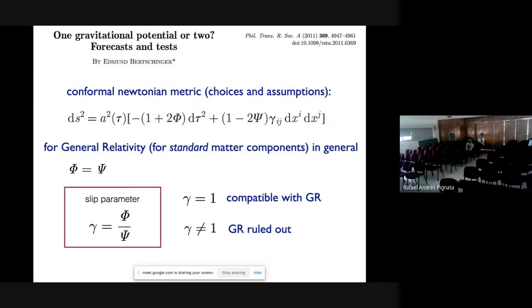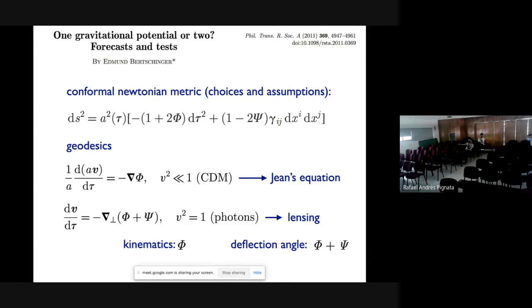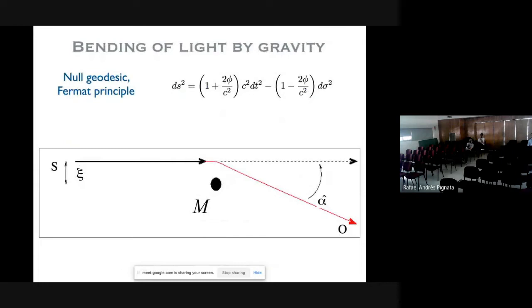And if we go from this metric, we work out the geodesics, so the motion of massive bodies like CDM, non-relativistic bodies, we see that the motion is sensitive only to one potential, the g00, the phi, right? Whereas the photons, the null geodesics, are sensitive to the sum of the potentials. So combining information from the motion of massive particles, for example the dynamics of stars in a galaxy, with the light propagation around the galaxy may be a way of disentangling and finding the difference between phi and psi. The motion of the stars in the galaxy is given by the Jeans equation, and of course the light deflection by the lensing. So by combining the kinematics of the lens with the lensing, we are able to set constraints on this gamma, right?